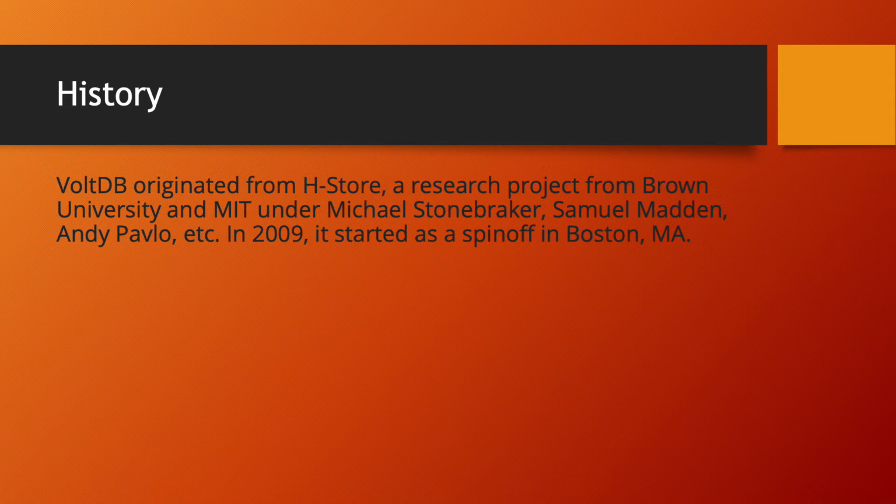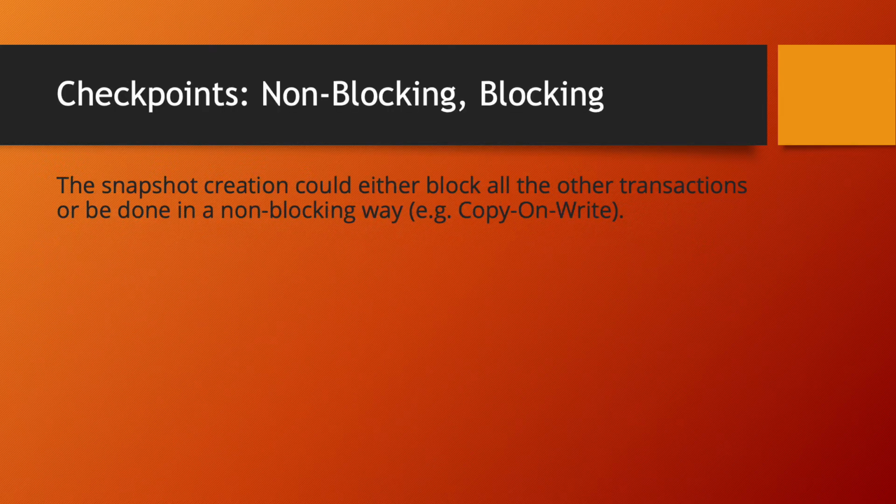Let's look at the history of VoltDB. VoltDB originated from H-Store, a research project from Brown University and MIT under Michael Stonebraker, Samuel Madden, and Andy Pavlo. In 2009, it started as a spin-off in Boston. Checkpoints. VoltDB offers non-blocking and blocking checkpoints. The snapshot created could either block all other transactions or be done in a non-blocking way, that is, copy on write way.